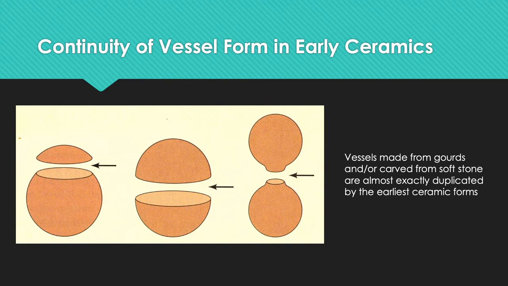What's also interesting is that there's a great deal of continuity of vessel form in these early ceramics. Rather than having completely new shapes of things, they usually take almost the exact form and size and shape of vessels made out of gourds or carved out of stone from earlier time periods, and they replicate that same form in the ceramics, showing that the ceramic is really a new material that you're making something out of, not necessarily a new idea.